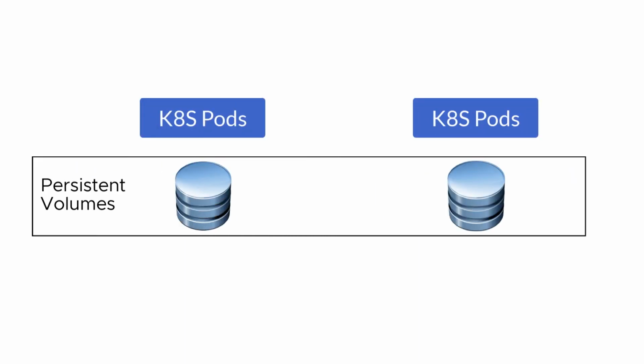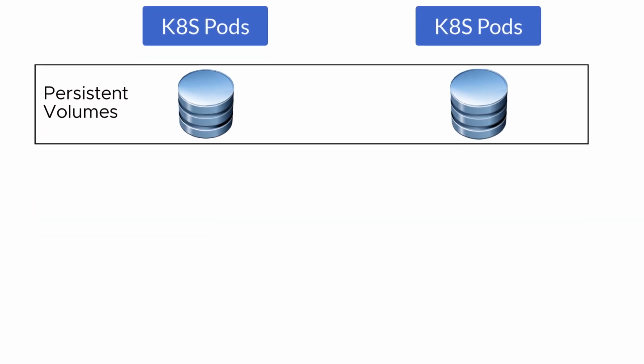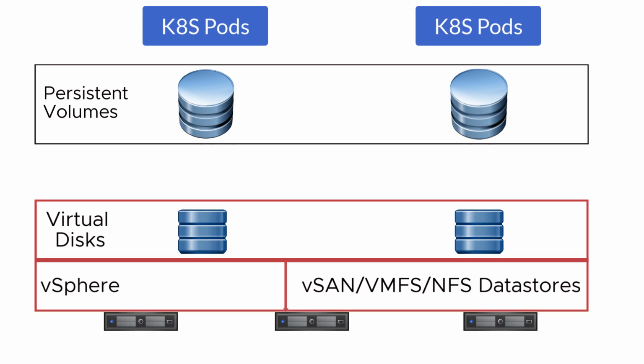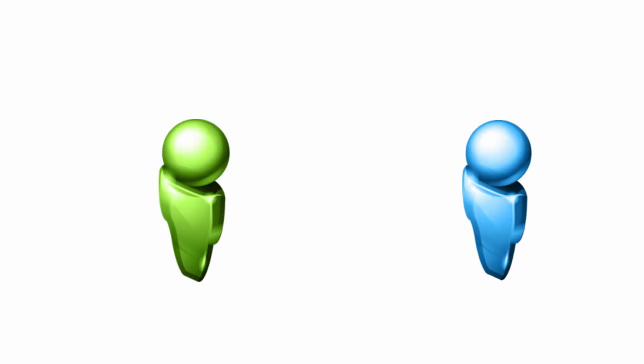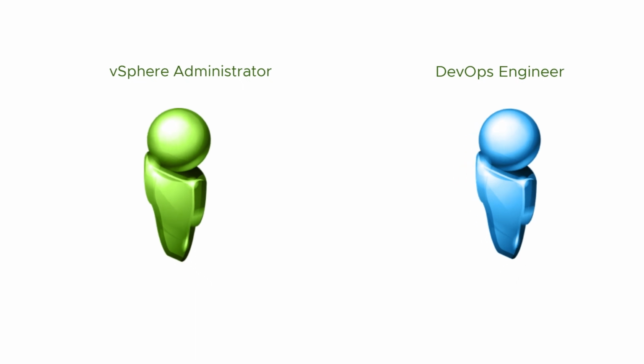Certain applications that run on Kubernetes require persistent volumes that retain their state and data and continue to exist even when the pod is deleted or reconfigured. vSphere integrates with Kubernetes and provides its storage resources so that Kubernetes persistent volumes are backed with virtual disks on data stores. The workflow for creating and managing persistent volumes in vSphere with Kubernetes includes several tasks that are performed in turn by two personas, a vSphere administrator and a DevOps engineer.